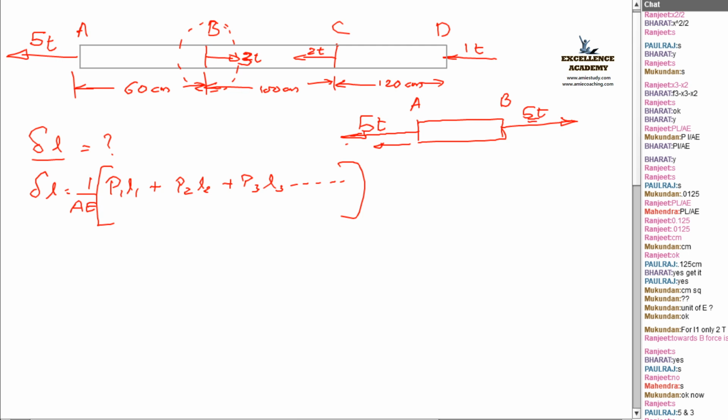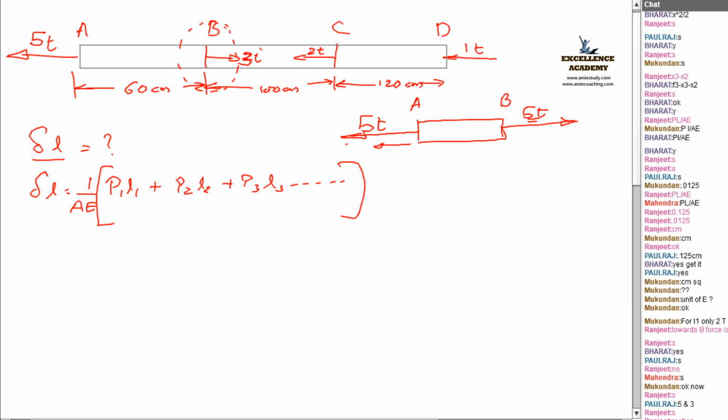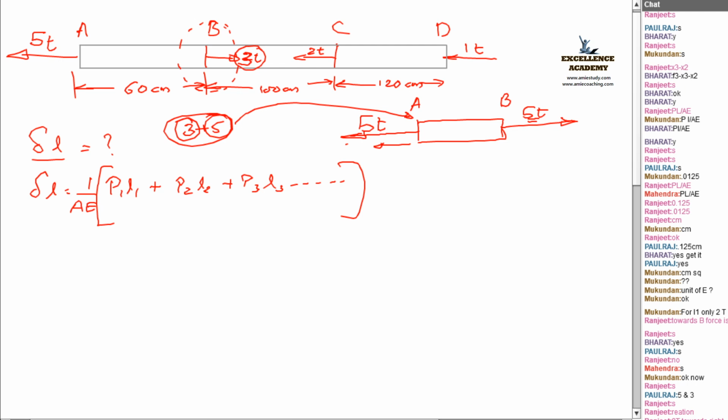Then what is the actual force at the point B? Actual force at the point B is 3 ton. Hence, the total force acting at the point B is 3 plus 5. Out of that, 5 ton is taken by AB. Then remaining 3 is there. Yes, 8 ton towards right is acting. Out of that 8, the 5 is taken by AB. That means when I draw the free body diagram of AB, the 5 ton is taken by AB.